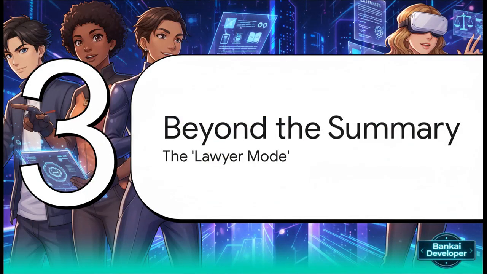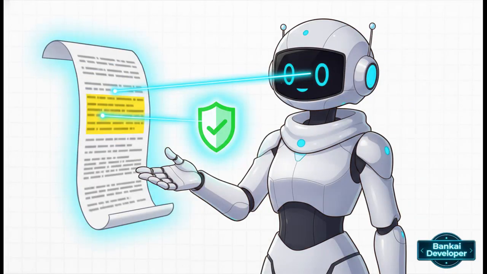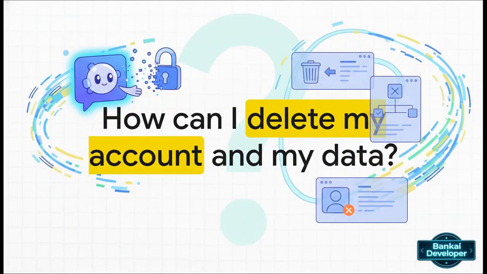But wait, it gets even better. This thing goes way beyond just a static summary. There's this interactive feature they call lawyer mode, and honestly, it is a total game changer. This is where you get to ask the tough questions directly. So for instance, you can just type in that big one we all worry about: does this app sell my data to third parties? And here's what's so great. The AI doesn't guess. It dives into the document you're looking at and pulls the answer straight from the text, pointing you right to the part that matters. No guesswork, just facts.